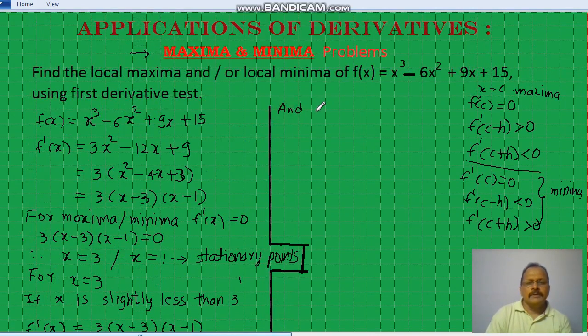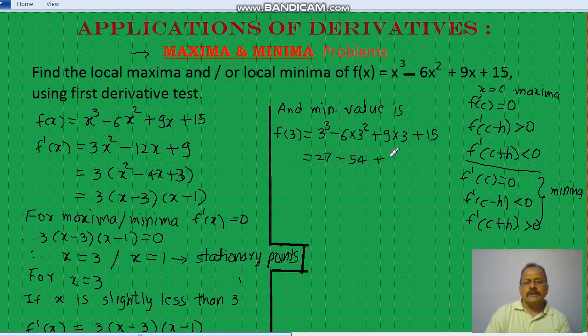And the minimum value is f of 3. It is equal to 3 cube minus 6 into 3 square plus 9 into 3 plus 15. That is equal to 27 minus 54 plus 27 plus 15. It is equal to 15.